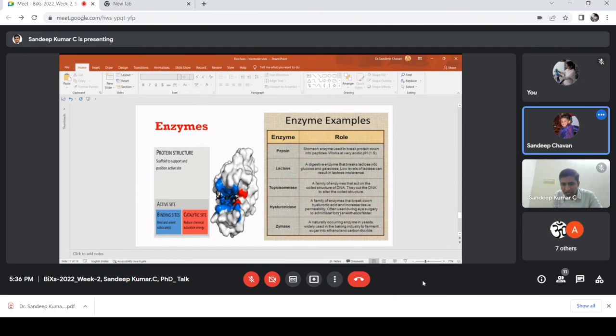Then we have another enzyme called hyaluronidase, and it acts on a particular chemical compound called hyaluronic acid. Then we have another enzyme called zymase, which is normally found in yeast, in baking yeast, and that will convert sugar into ethanol and carbon dioxide.